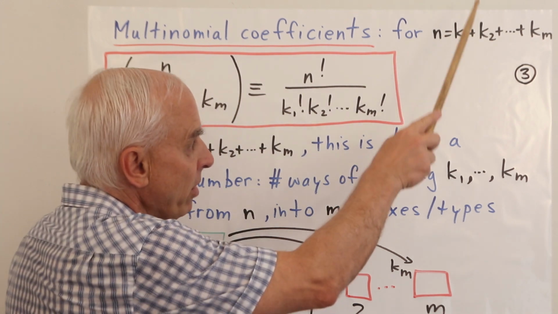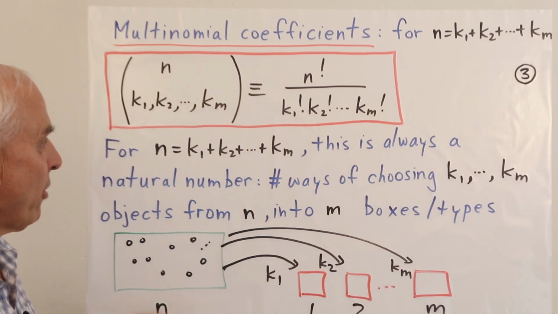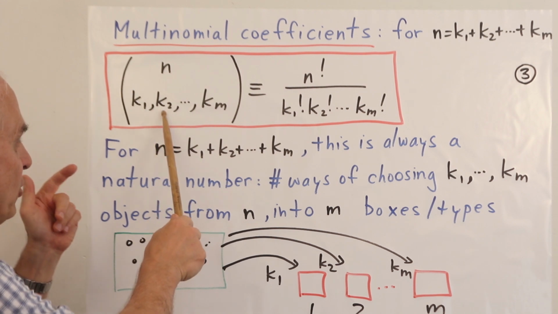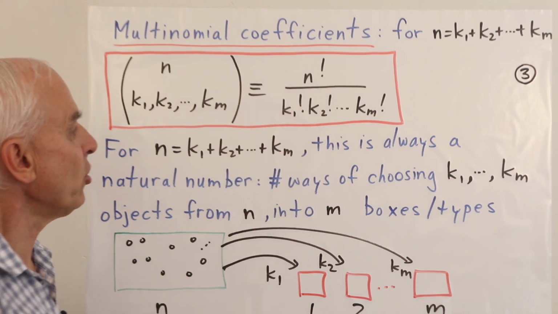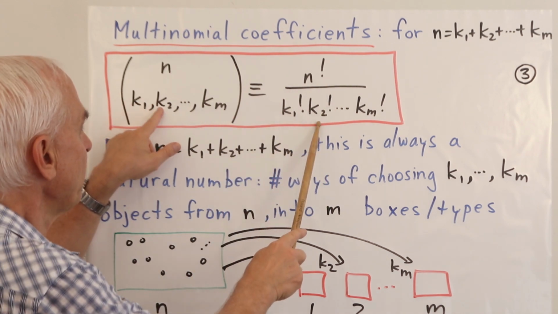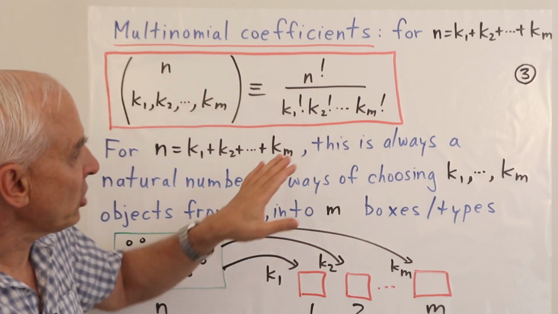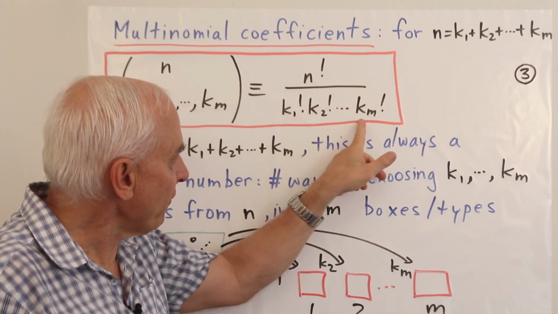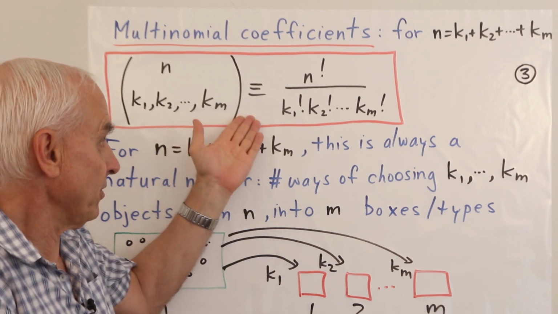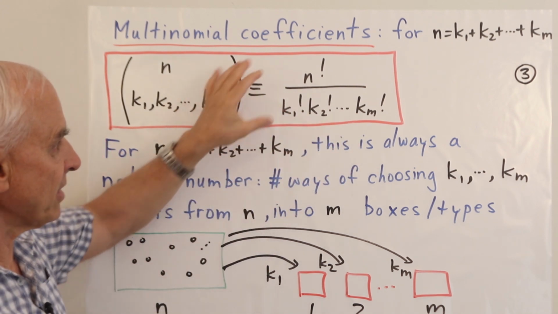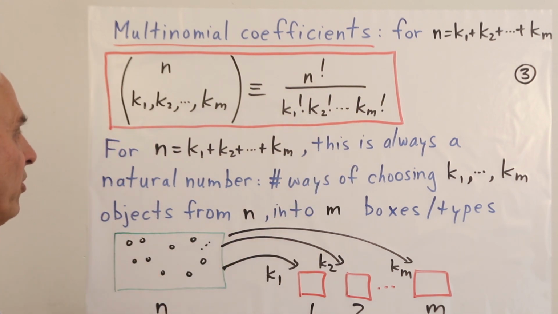If n is k1 plus k2 all the way up to, say, plus k sub m, then n choose k1, k2, all the way up to k sub m is n factorial in the numerator, the product k1 factorial, k2 factorial up to km factorial in the denominator. Now actually, this condition that the sum of these terms is equal to the n on the top is not really necessary in order to define this, but it's this particular case that's going to come up in the application to the multinomial theorem.